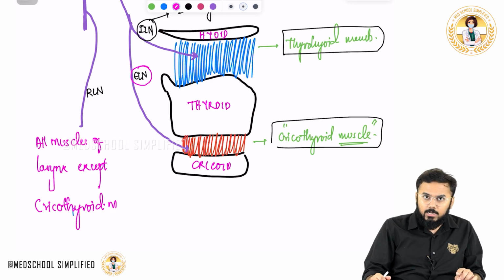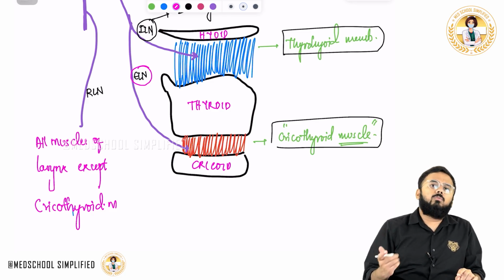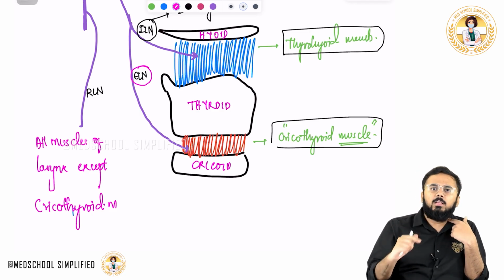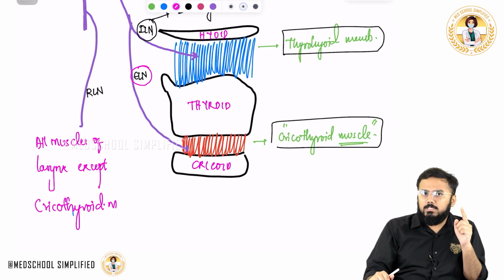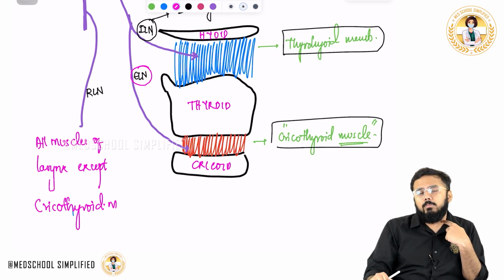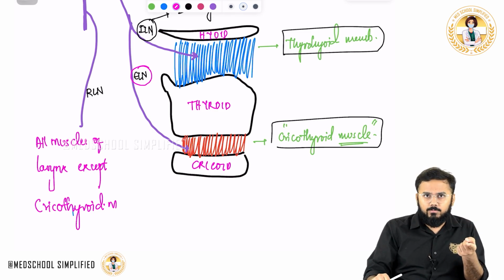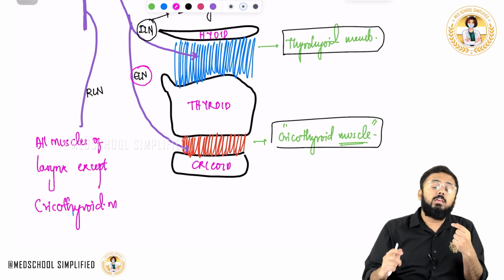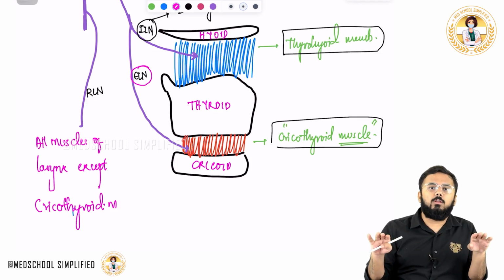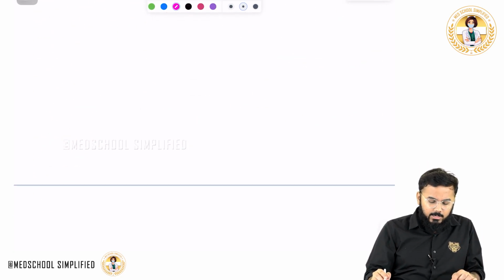And the recurrent laryngeal nerve, you have got two sides. If one side of the recurrent laryngeal nerve is damaged, can I call it unilateral damage to the recurrent laryngeal nerve? Yes. This would lead to hoarseness of voice, just hoarseness of voice. If the nerve is damaged on both sides, this will lead to complete aphonia, no voice. Keep that in mind.